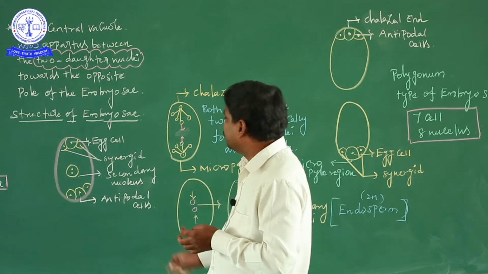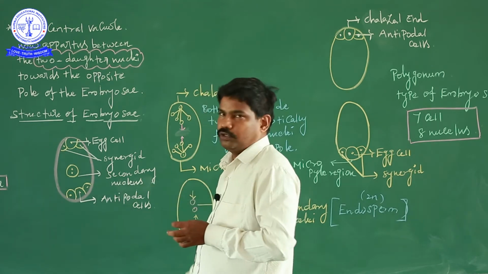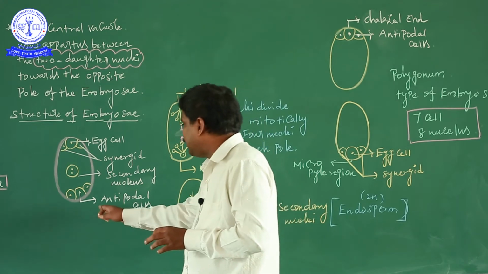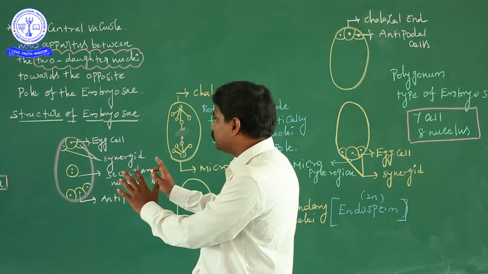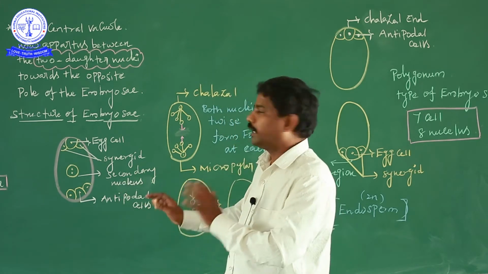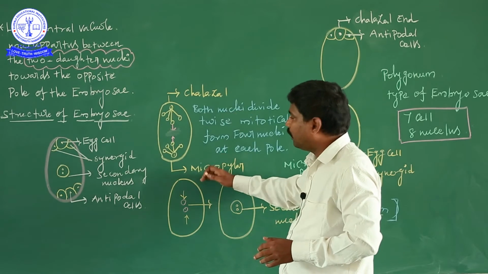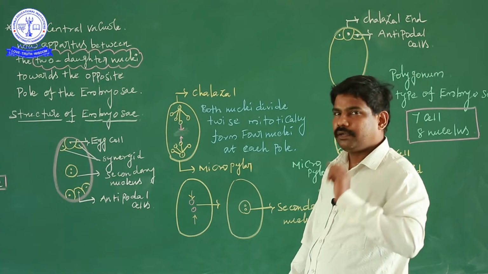And then in the inner central part, the secondary nucleus is present. The antipodal cells are also present on the other side. That is called the embryo sac. How does the embryo sac form? First of all, there is the chalazal end and the micropylar end. The smallest opening is called the micropylar end.